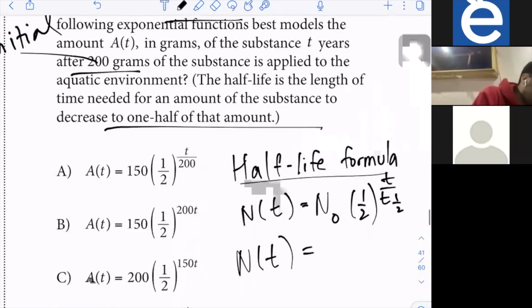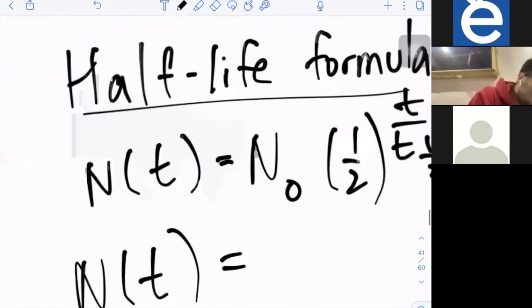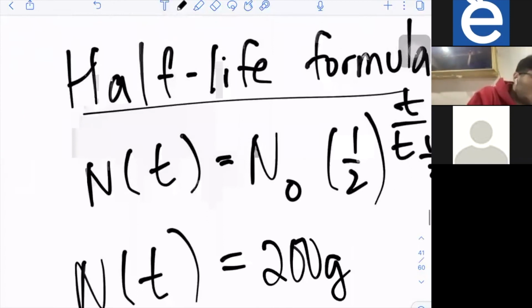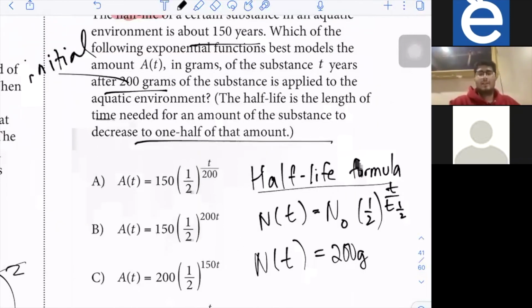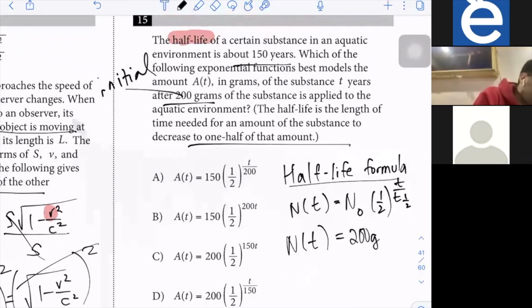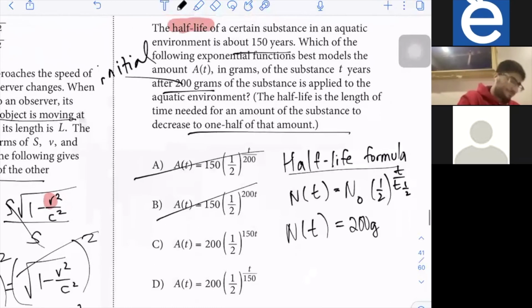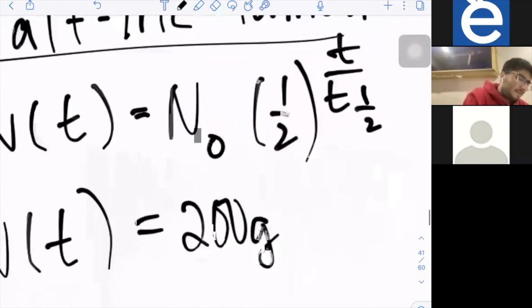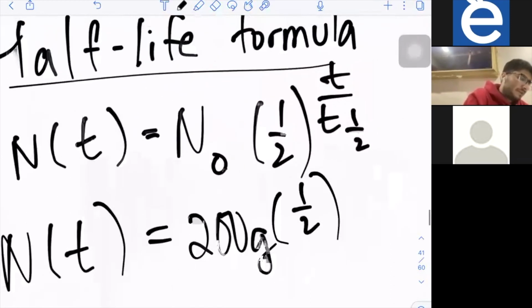and like I said, they give you the initial, which is 200 grams. You just have to, once you know the formula, you just have to plug everything in. The 200, 150 is the half-life. So A and B are out, because you have to have the initial as what you're multiplying with the 1/2. So A and B are incorrect. And then you have to keep the 1/2, because it's the formula.